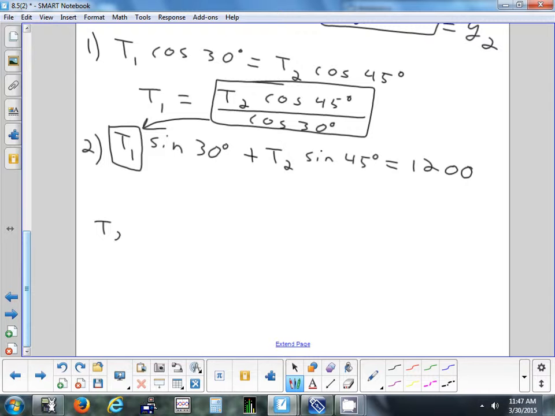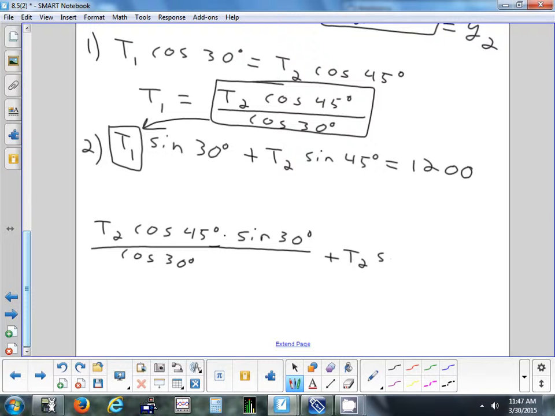Okay, let's begin. T2 cosine 45 over cosine 30, that's T1, times sine 30. Just extend your fraction bar. Plus T2 sine 45 equals 1200. Okay, now we need to do out this arithmetic part.